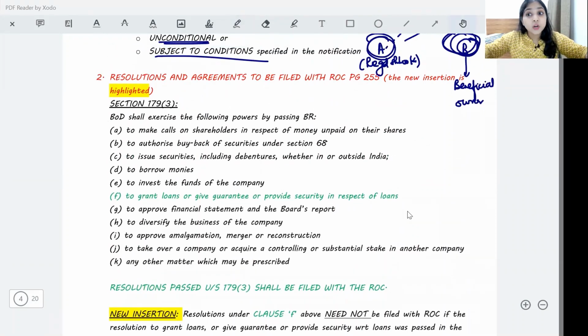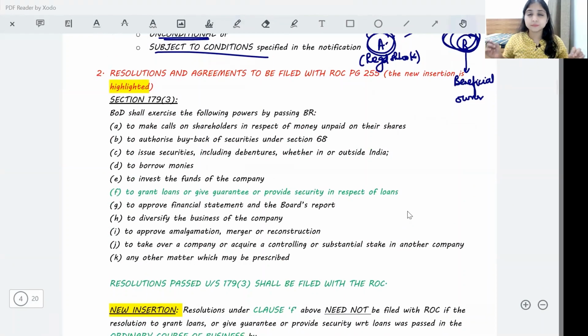There is one more amendment in the meetings chapter. Now listen. In the meetings chapter, you would have studied that a lot of resolutions have to be filed with the ROC. For example, you must have learned that whenever we pass special resolutions, a copy of the special resolution is to be filed with the ROC. Whenever we pass a resolution relating to winding up of the company, it has to be filed with the ROC.